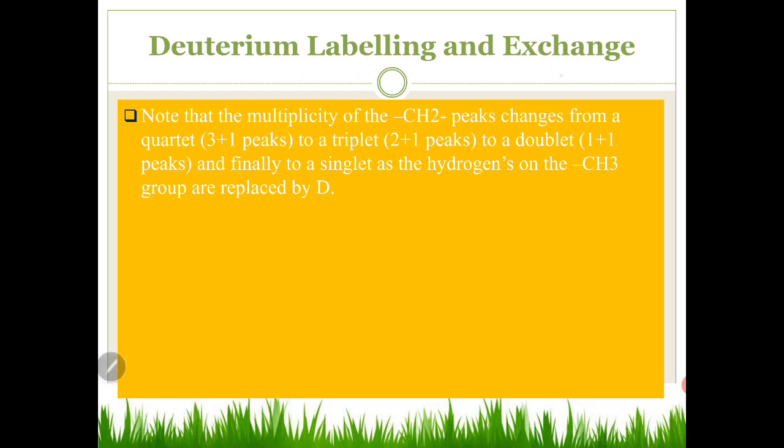Actually, if you take the CH2CH3, the splitting of this is due to this. Initially, according to the n plus 1 rule, that is 3 plus 1, a quartet will be there. So what are we going to do? If you introduce a deuterium over here, it will become a triplet. If you introduce one more deuterium, it will become a doublet. If you introduce one more deuterium, it will become a singlet, as the hydrogens on the CH3 group are replaced by deuterium. So this is how we solve it.